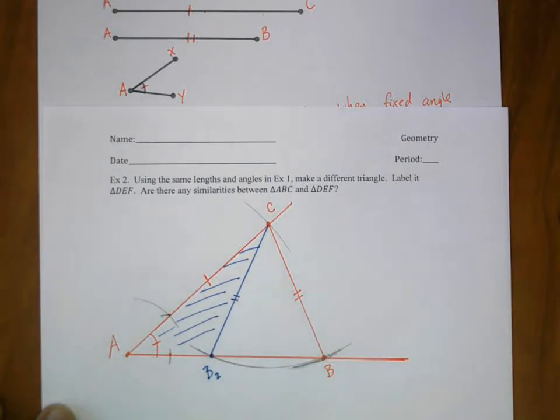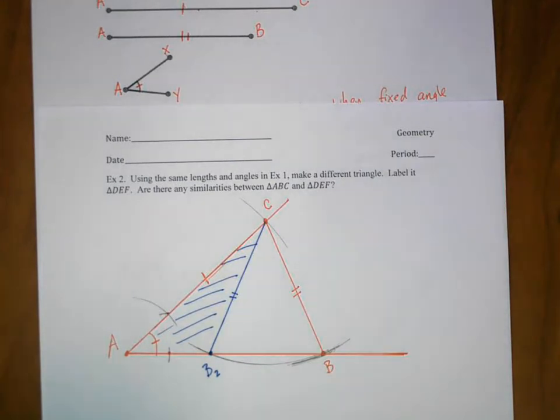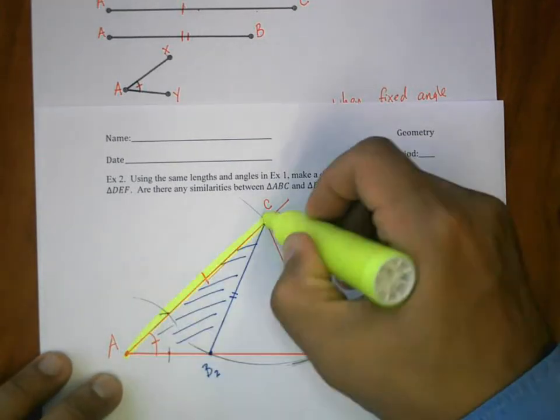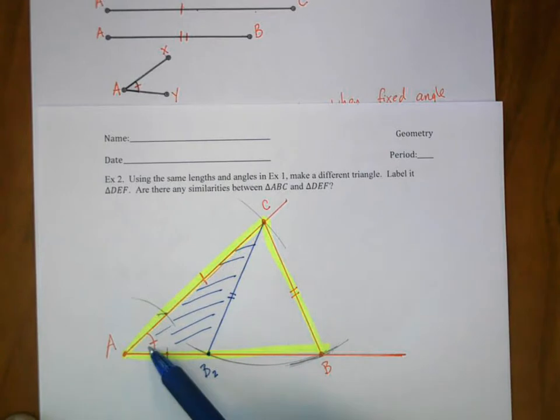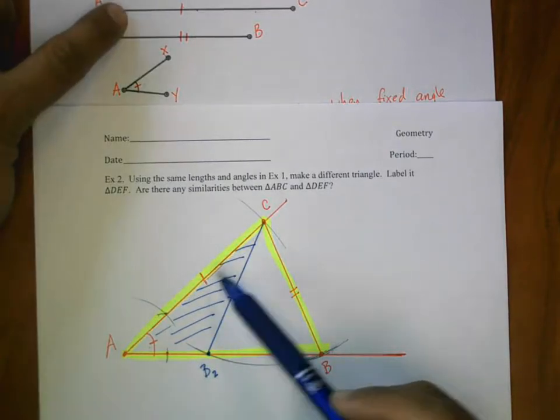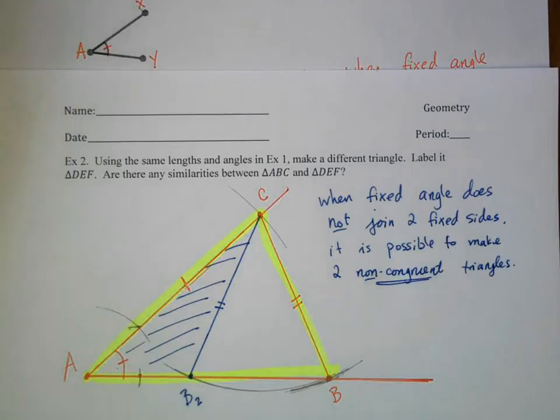All right. Now the bigger one, the big triangle that I outline over here, I guess I'll outline this in yellow just so that you can see it very clearly. Right, this big triangle here also matches that description. It has the angle, got it, the side length, got it, and the second side length. So you see, when the angle does not join the two sides, we can make multiple non-congruent triangles. And that's worth writing down. So when the fixed angle does not join the two fixed sides, we end up with two non-congruent triangles.